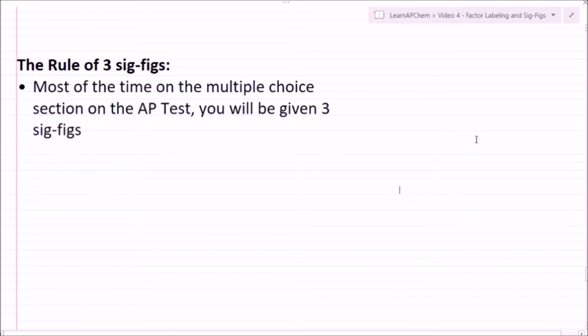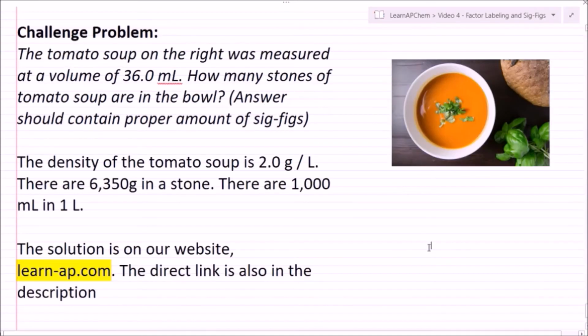Alright, so let's talk about the rule of 3 sig figs now. Most of the time on the multiple choice section of the AP test, you'll be given 3 sig figs. So when in doubt on the multiple choice section, round to 3 sig figs if you're not sure.